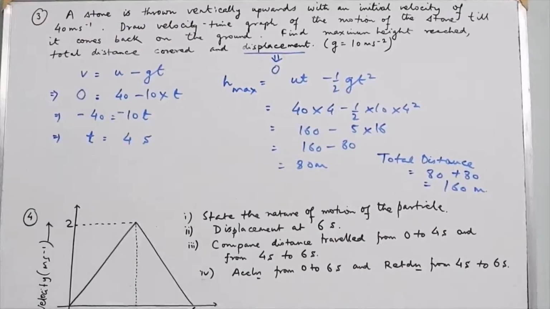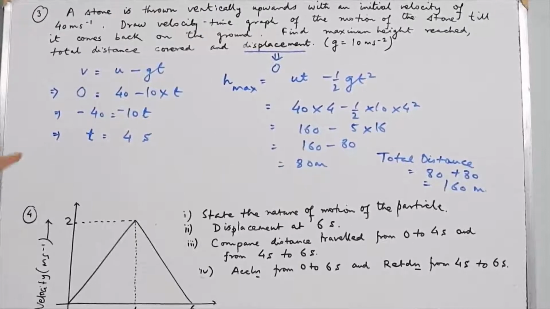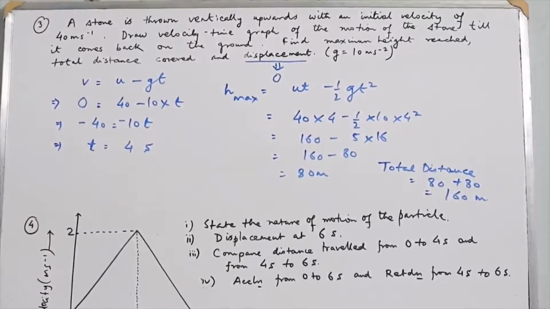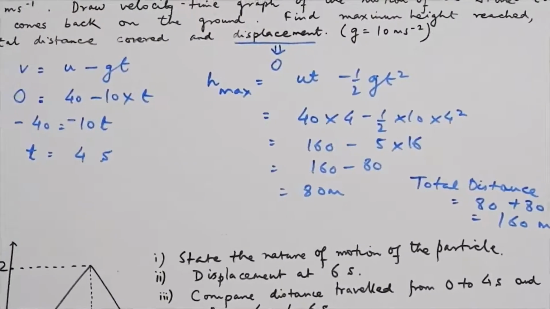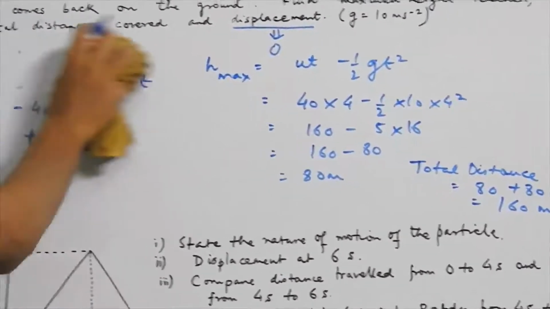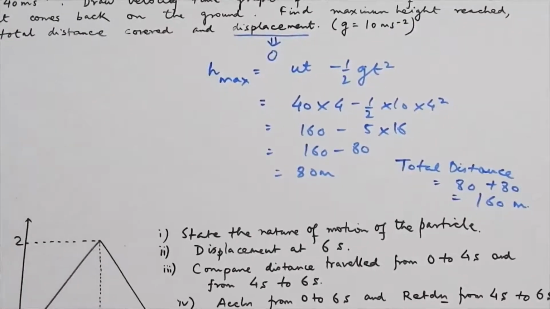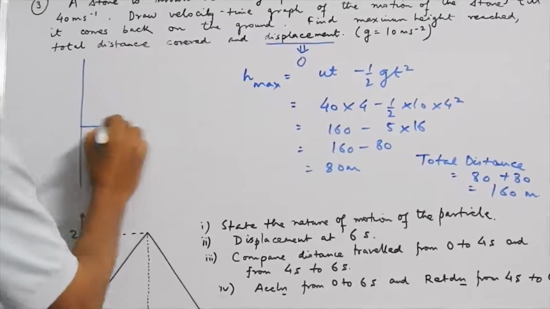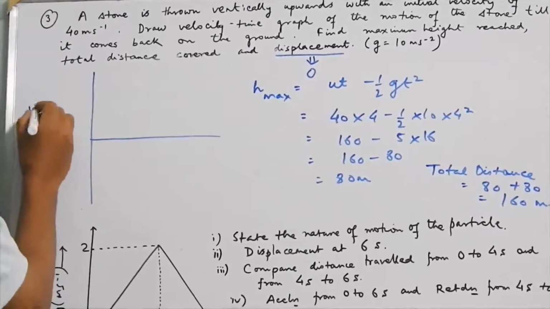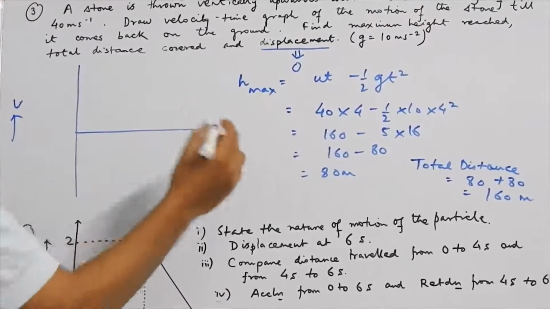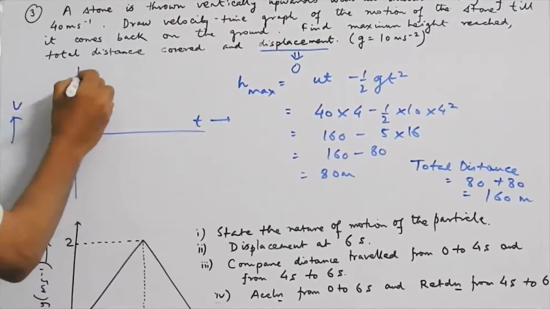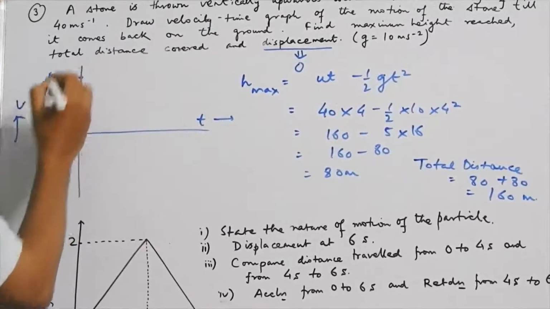So now we have to draw the velocity time graph. So these are the calculations. You can note it down. In order to draw the velocity time graph, let me omit this part of the solution. So initial velocity was 40 meter per second. Suppose this is velocity along the y-axis and time along the x-axis. So initially at time t equal to 0, the velocity was 40. So this is, suppose, 40 meter per second.